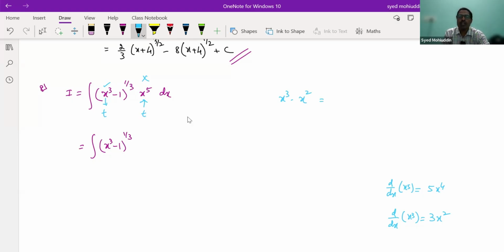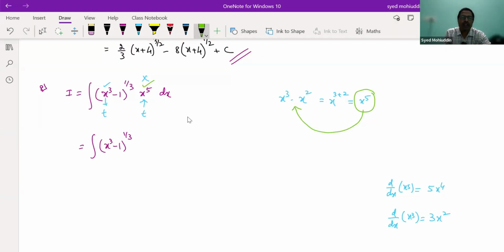Whenever the bases are the same, powers can be added. X power of 5 is the value he has given. So can I convert this x power of 5 back into this form, x cube into x square, so that I can solve this problem? From now on, if you want to solve any problems on integration, you should be alert and your brain should work. Till now it was plain simple, direct problems. From now on, a bit of analysis you have to do whenever you're trying to solve the problem.